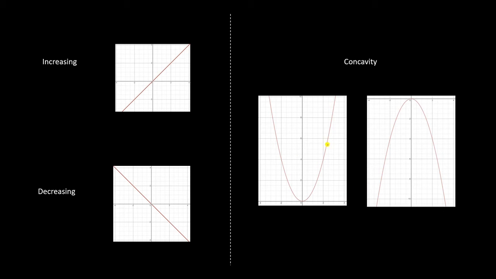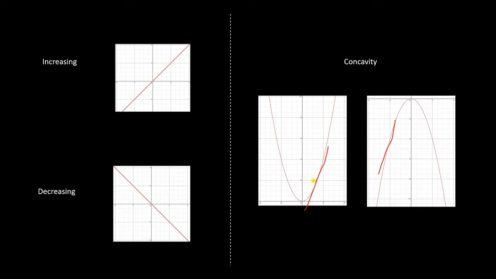Another way to think about it is that if your tangent line is above the graph, then you have concave down. If your tangent line is below the graph, then you have concave up. Now, whatever method works for you, go ahead.